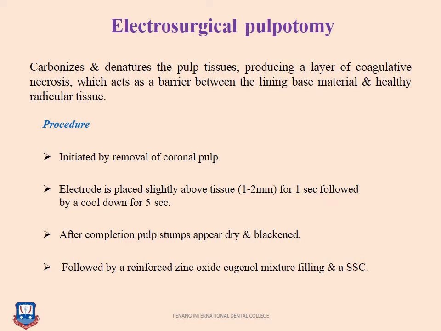So the procedure being, it's initiated with the removal of the coronal pulp, after which electrodes are placed, not touching the pulp tissue but 1 to 2 mm above the tissue for 1 second, followed by a cool down for 5 seconds. And after completion of the electrosurgical procedure, you notice a dry and blackened pulp stump, after which reinforced zinc oxide eugenol mixture is placed, and then a stainless steel crown can be placed.